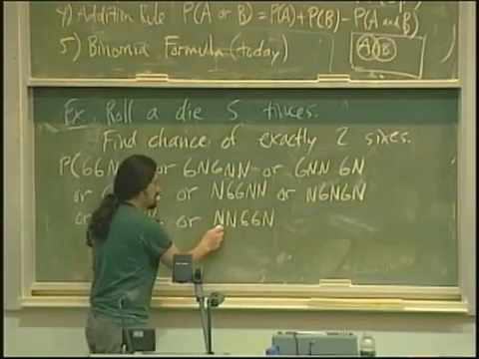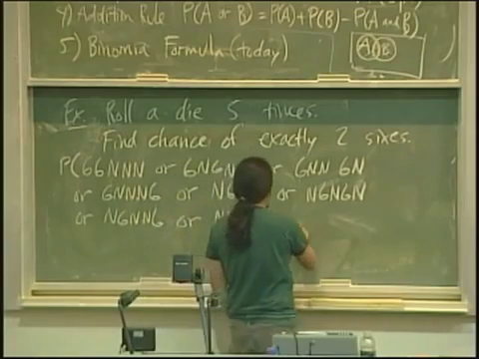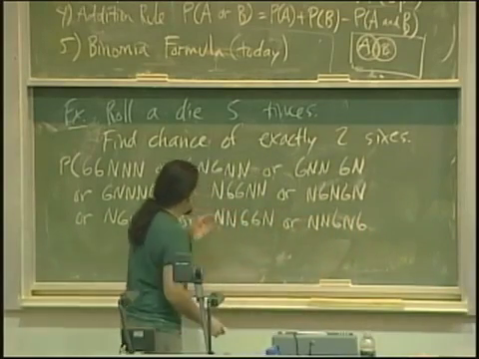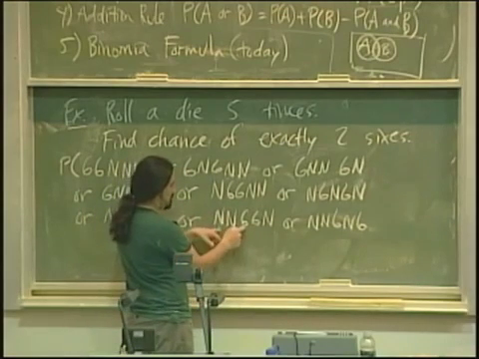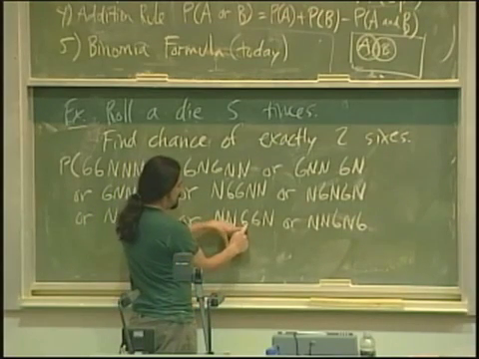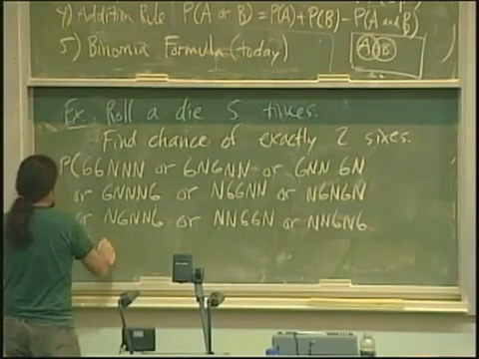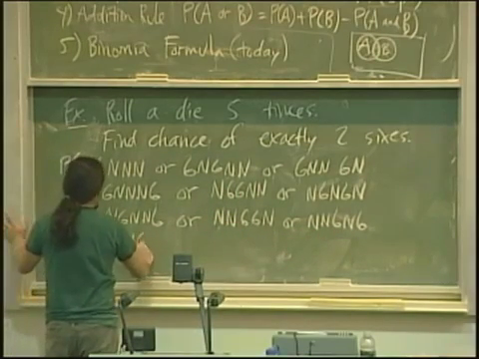The first 2 could be not 6s, and then I get 6, 6, not 6, or not 6, not 6, 6, not 6, 6. So those are the 2 ways that you could get the first 6 happening the third time, and then the other 6 happens next or last. Or last one, not 6, not 6, not 6, 6, 6.